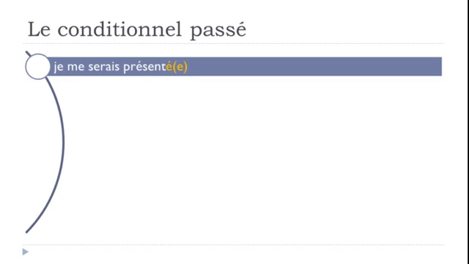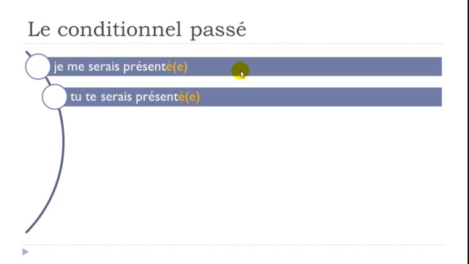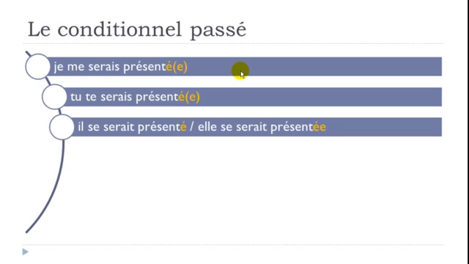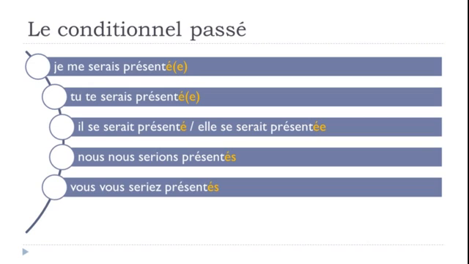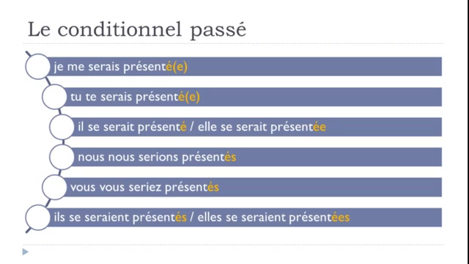And then one example with these reflexive verbs that we saw, and I just wanted to use se présenter. So je me serais présenté. Tu te serais présenté. Il se serait présenté. Elle se serait présentée. Nous nous serions présentés. Vous vous seriez présenté. Il se serait présenté. Elle se serait présentée.